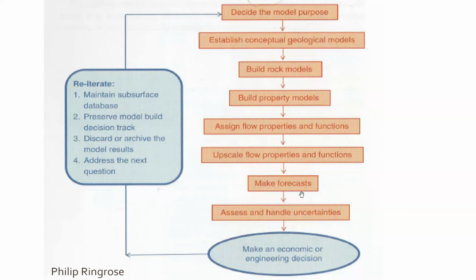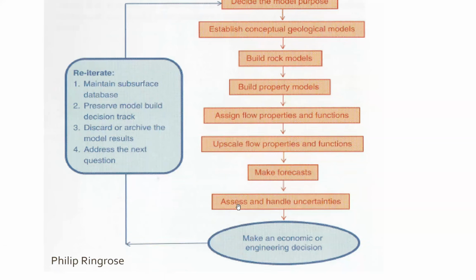Okay. Make forecasts. You can predict your production for the future and assess and handle uncertainty. When you have all of these, you can go to economics and take a decision. But if your economics doesn't allow you to go further, please come back and do it again, keeping the same surface database where you already spent a lot of money and time. Preserve the first model or the second, this model that you did, because you have to have a decision track. Discard or archive model results and address the next question.